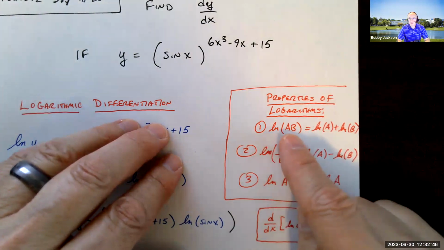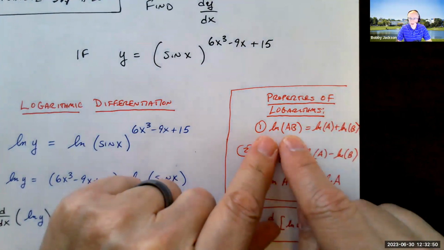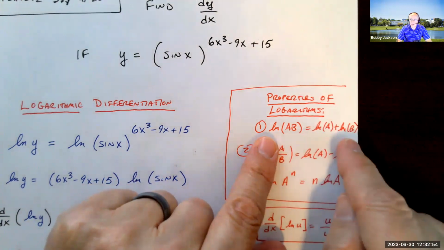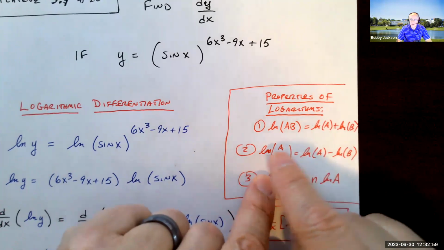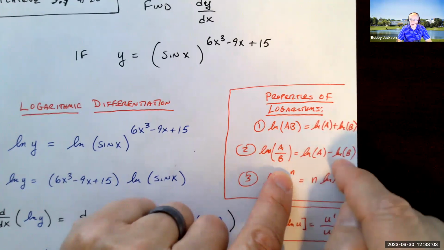The natural log of a times b is the natural log of a plus the natural log of b. And again, that's because when we're multiplying like bases to different powers, we add the powers together. And remember, the logarithms are the powers or the exponents. If we do natural log of a divided by b, we're subtracting the exponents, right? Natural log of a minus natural log of b.